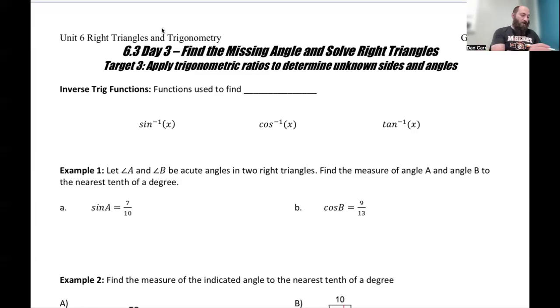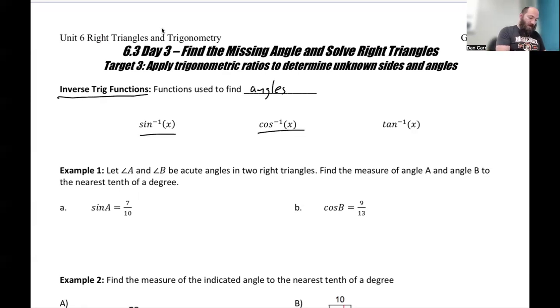Today we're looking at 6.3 day 3. It's our last thing we're going to do with our trig. Today's goal is to be using what's called the inverse trig functions. Whenever we do inverse trig, these are the functions that are used to find angles. So regular trig is for finding sides, inverse trig is for finding angles.